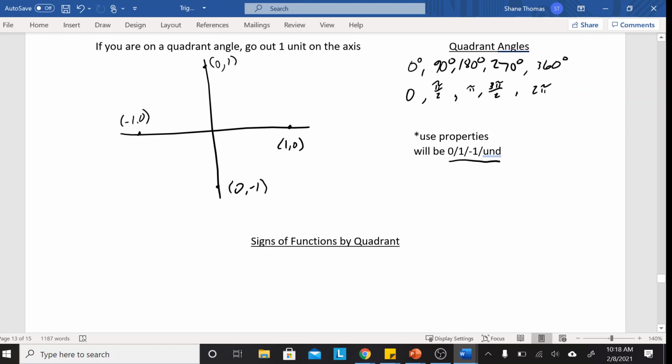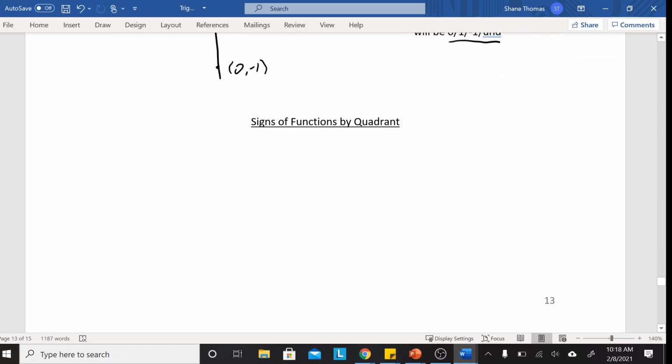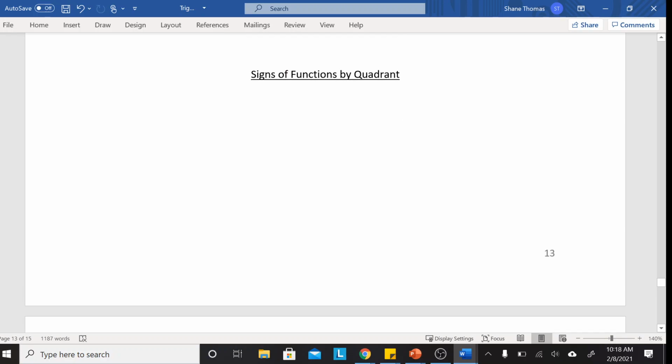Now, the other thing: depending on where your angle is located, you are going to have different values. So for instance, for cosine of an angle in the second quadrant, we know whether it's going to be positive or negative before we even try it. Okay, so this is how this works. If I have my quadrants, quadrant 1, 2, 3, and 4, this would be something good to memorize.